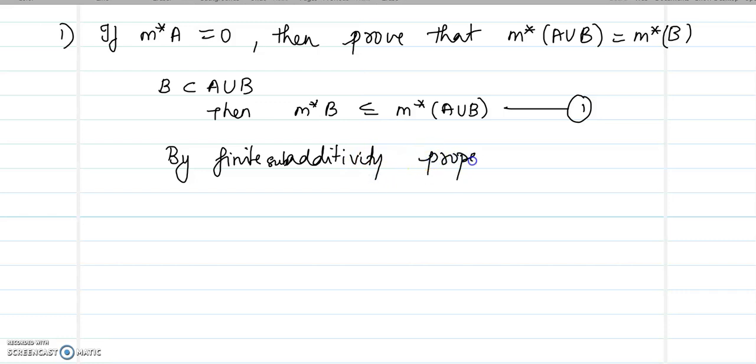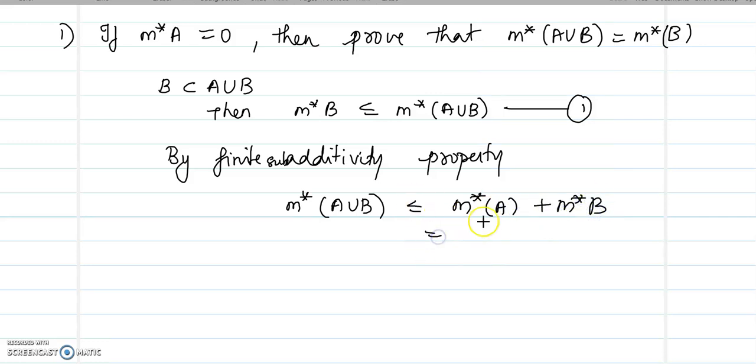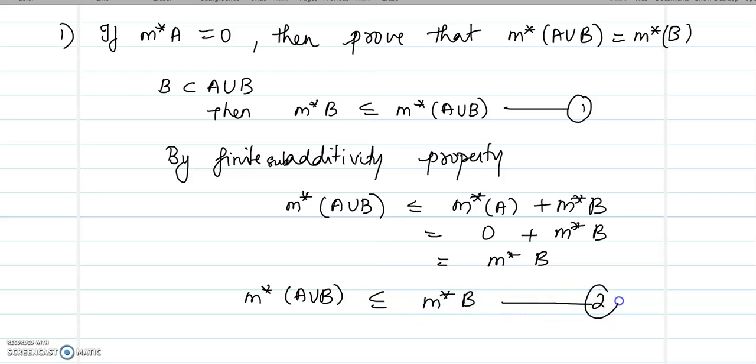property, for equation 1 we have m star of A union B. Now, finite subadditive, this will be less than or equal to m star of A plus m star of B. But it is given that m star of A is equal to 0, plus m star of B. So this will be equal to m star of B. So we are getting m star of A union B less than or equal to m star of B. Call this equation 2.